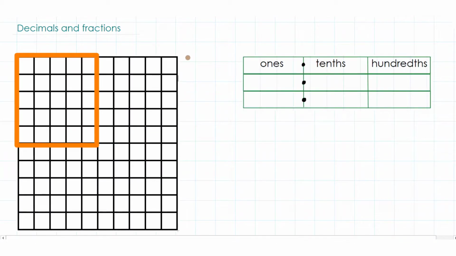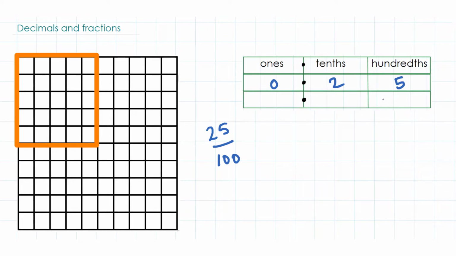We looked at this example. There's 100 squares in the whole grid. And then this section is 5 by 5. So that's 25 squares. As a fraction, how could you write that? Well, that's 25 squares out of 100. So that's 25 hundredths. And straight away you can write that as a decimal, can't you, using the place value chart.